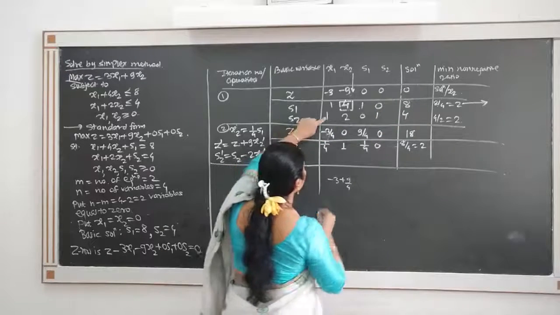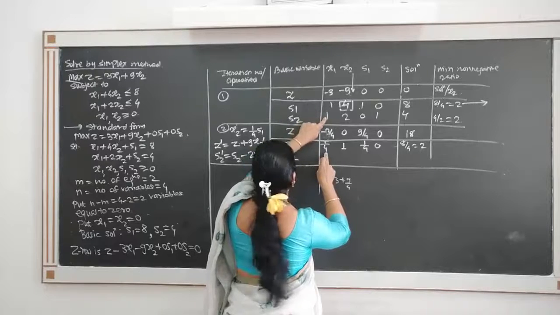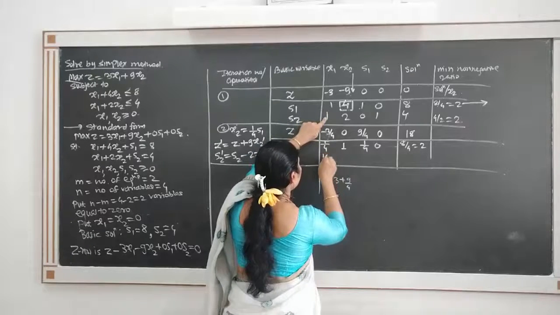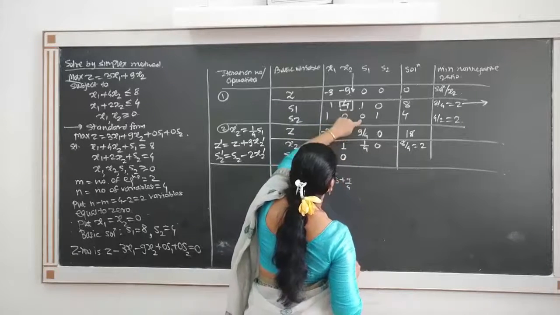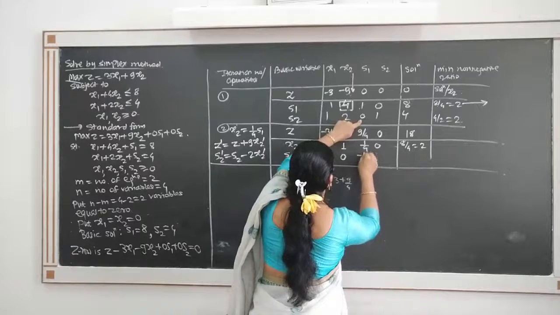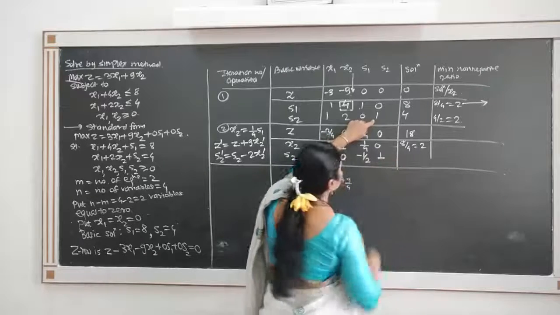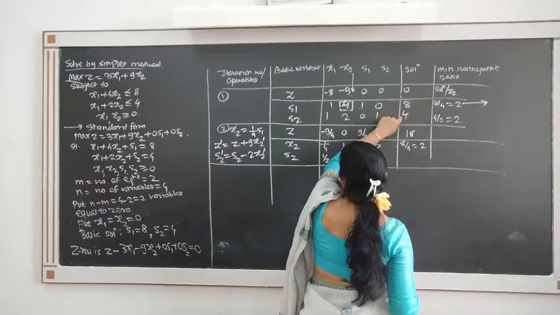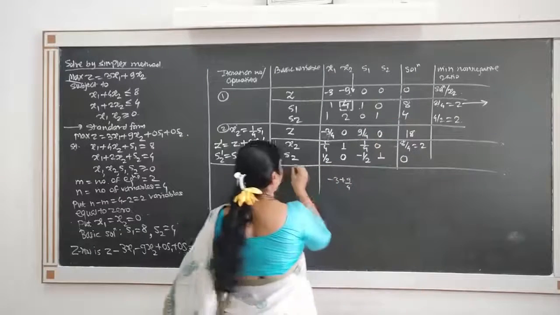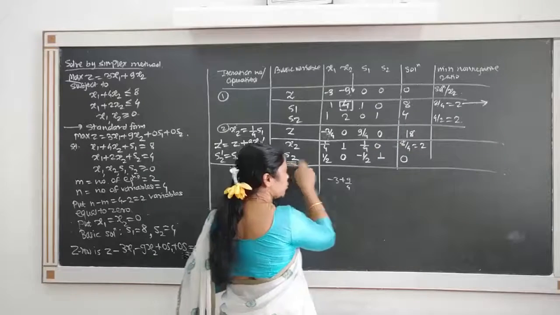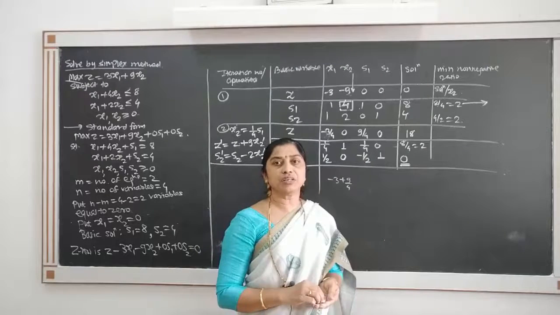S2 is minus 2 X2 dash. So this row minus 2 times X2 dash row, that is this row. 1 minus 1 by 2, that is 1 by 2. 2 minus 2, 0. 0 minus 2 by 4, that is 1 by 2. 1 minus 0, 1, and 4 minus 4, 0. Observe that this basic variable S2 has value 0, means that degenerate solution.